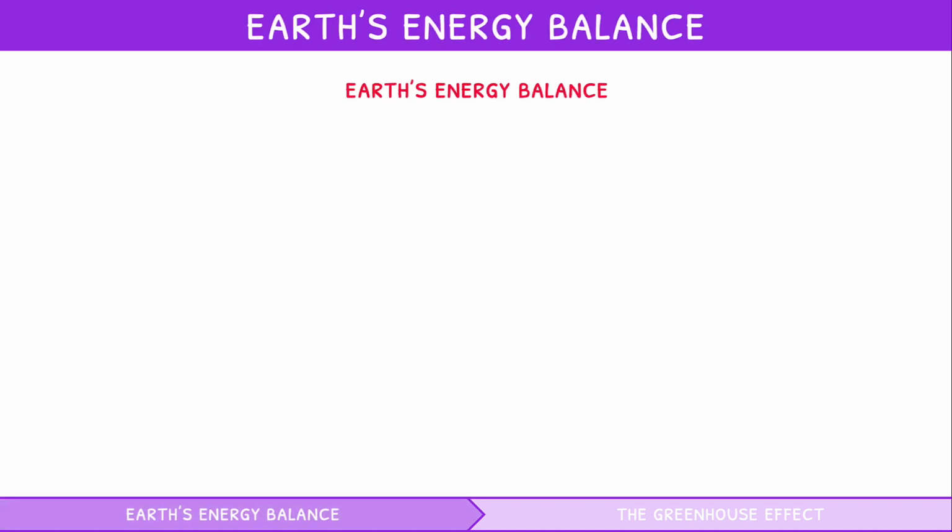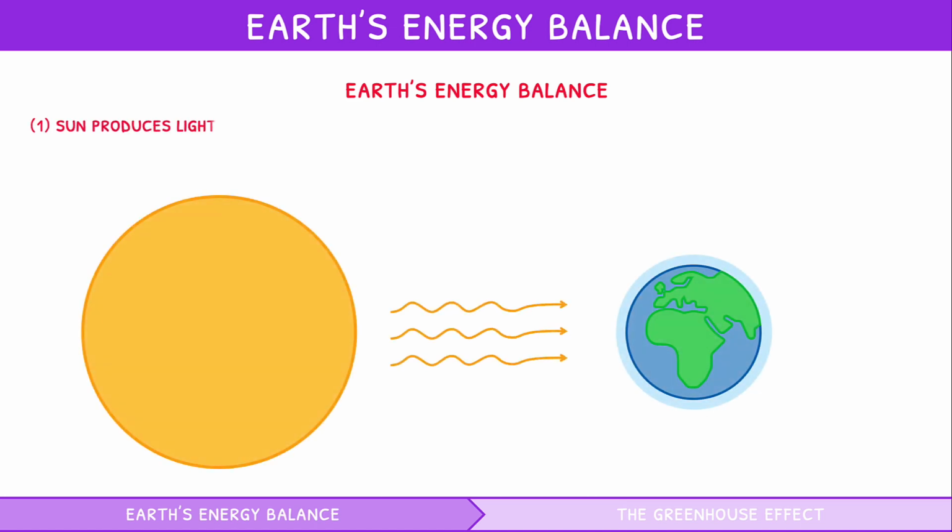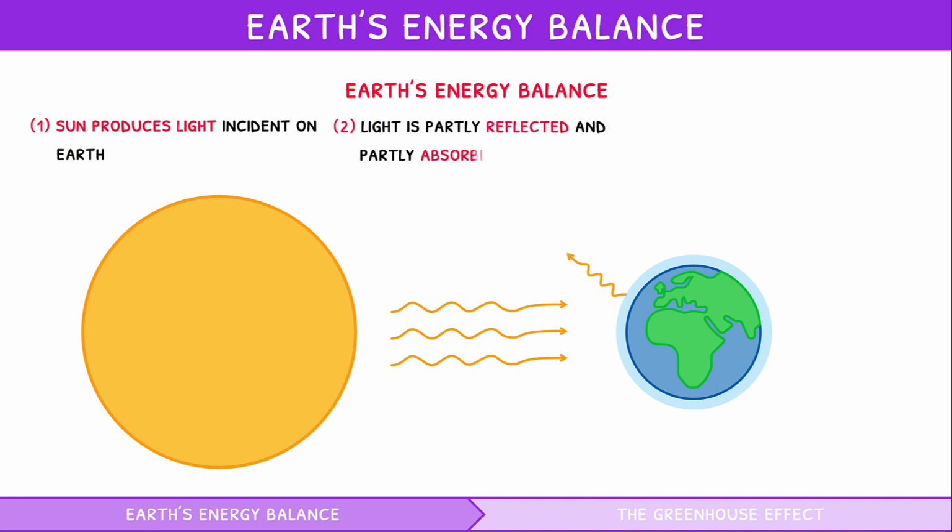Earth's energy balance can be summarized into three principal sections. The Sun produces light that is incident on Earth, the light is partly reflected and partly absorbed, and the absorbed light is re-emitted as heat. Understandably, you need more detail for your exam.